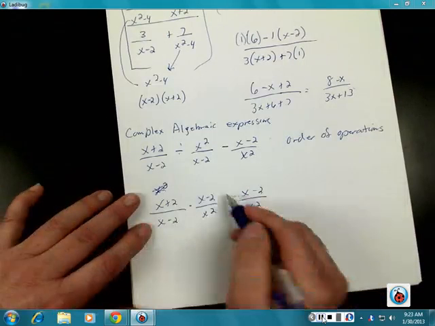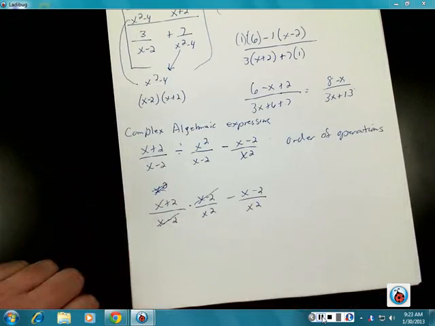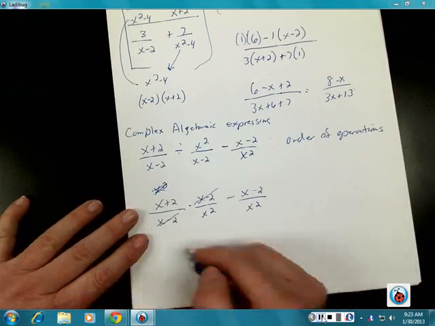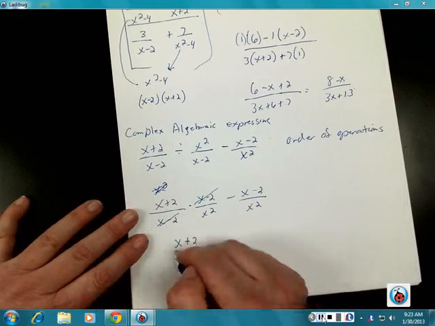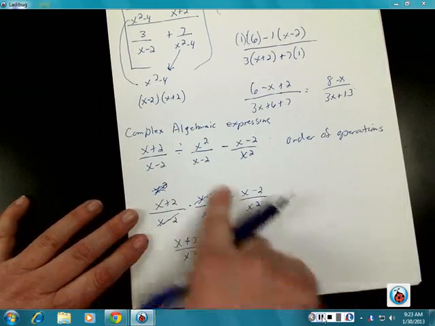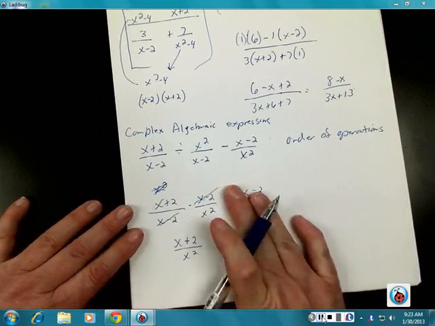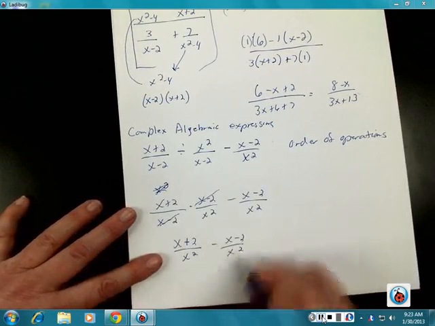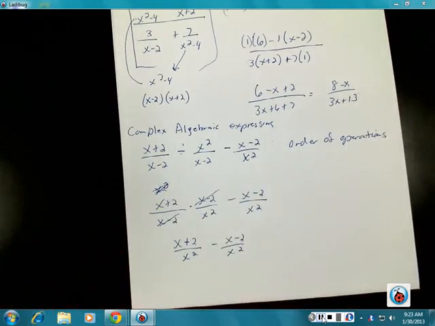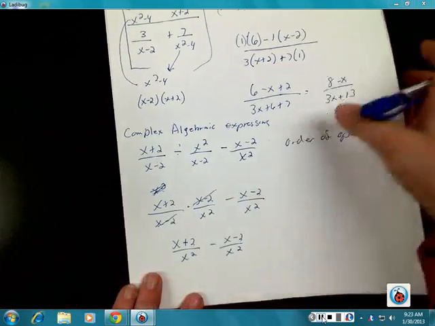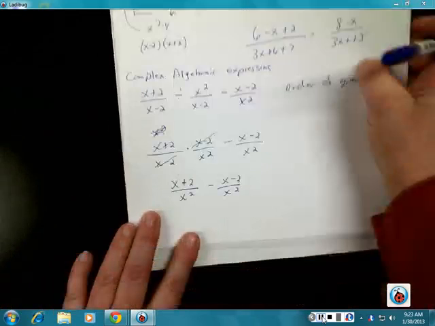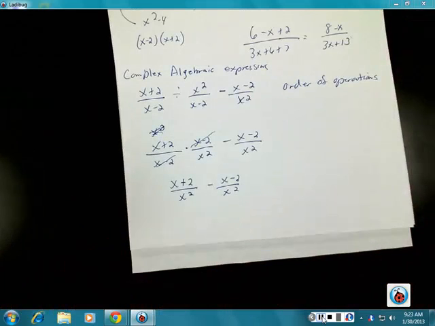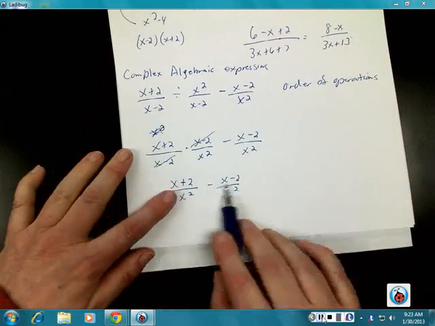So x minus 2's cancel, correct? What does that leave me with? x plus 2 over x squared. That's all that's left with my division that I changed to multiplication. Minus x minus 2 over x squared. So now I'm kind of back in 7.2 where I needed common denominators. Do I have common denominators? Yes. So all I need to do is take care of the subtraction.